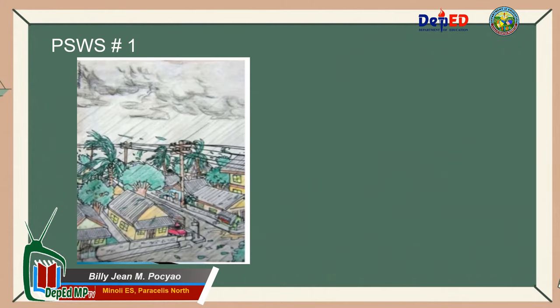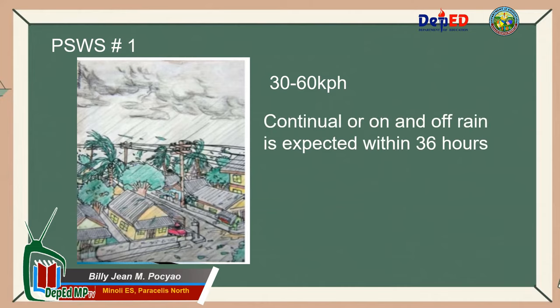Public storm warning signal number 1 has the following environmental condition. A tropical cyclone will affect the locality. Winds moving at a speed of 30 to 60 km per hour may be expected in at least 36 hours. Continual or on and off rain is expected within 36 hours.